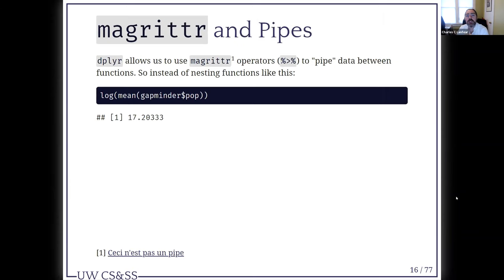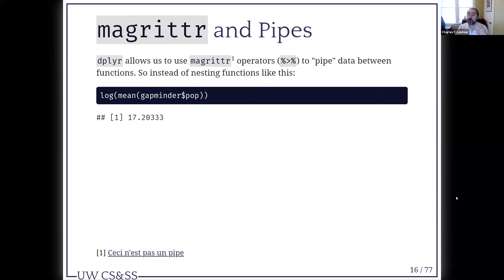Okay. So now let's talk about actual dplyr code and show you the cool things it's going to let us do. Something that's nice about dplyr is it allows us to use Magrittr pipe operators to pipe data between functions. This is the way we're going to write a lot of code in this class, and it's a more intuitive way than nesting functions.